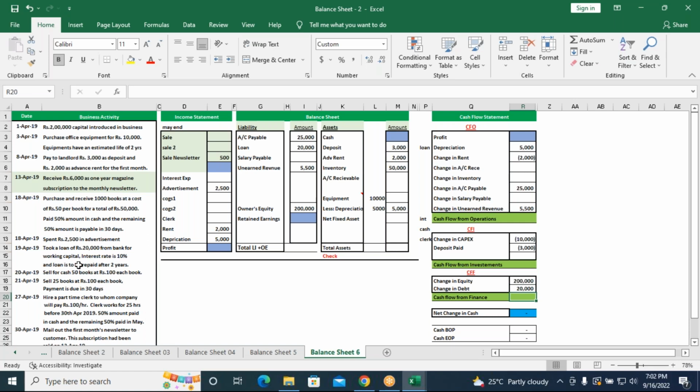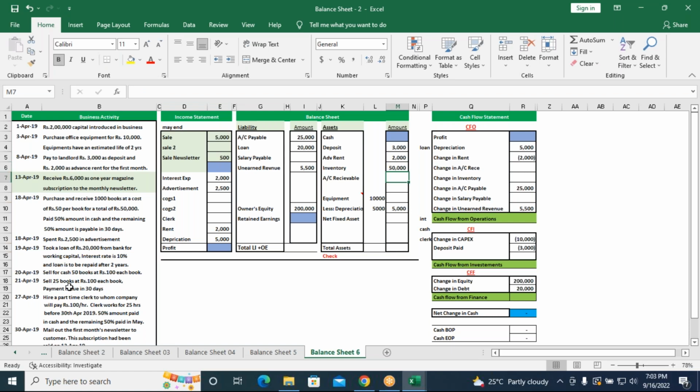Next, for that 20,000 the interest is 10%. So interest calculation is equal to 20,000 into 10%. Where we have to show the interest, only one place, here in the income statement. Then sold for cash 50 books at the rate of 100 each book. So sale 1 is equal to 50 into 100. Here in inventory I need to show minus COGS, no? So let us do this one, then we will understand it better.